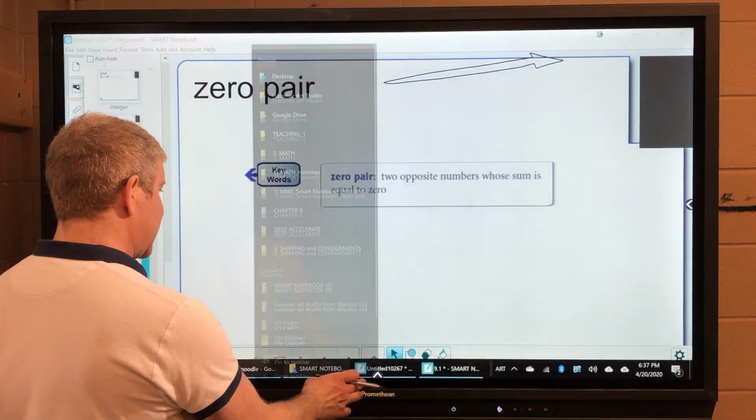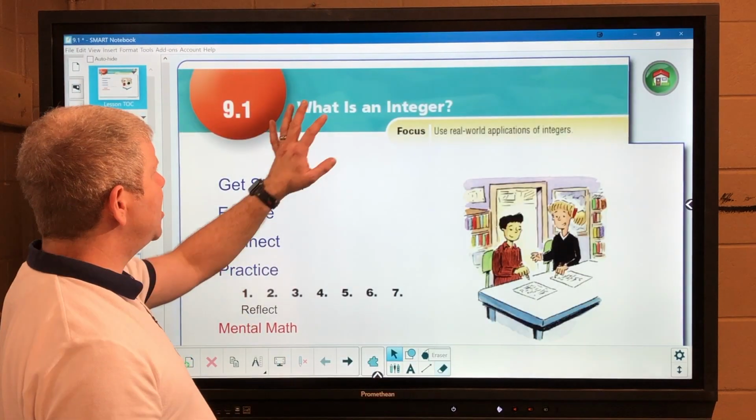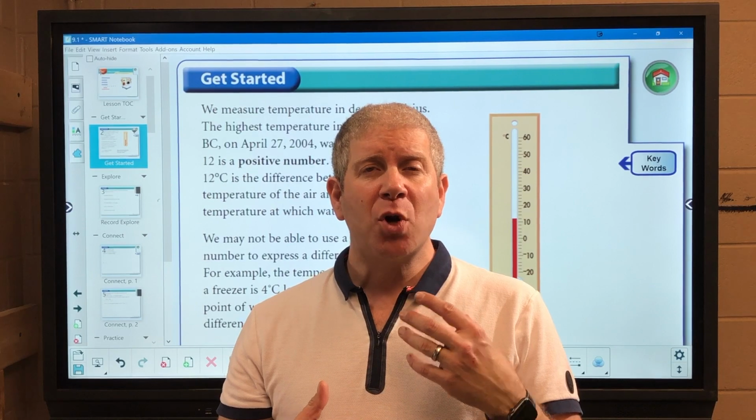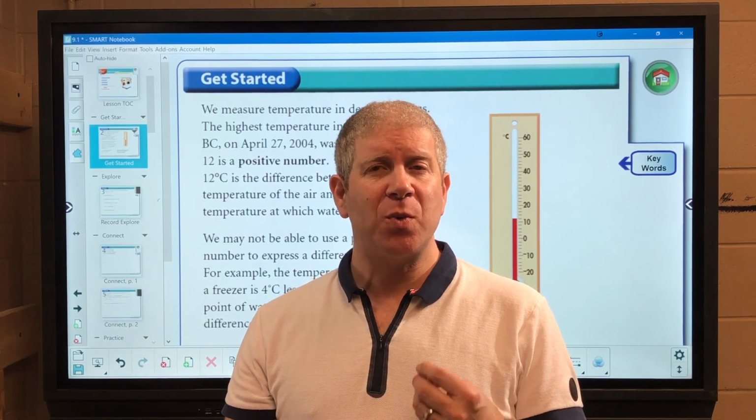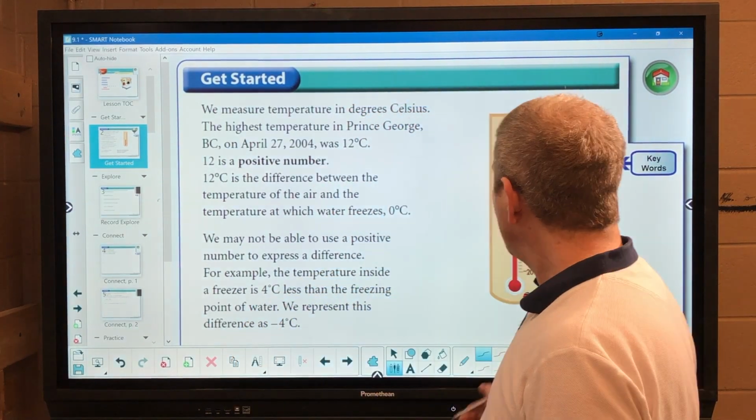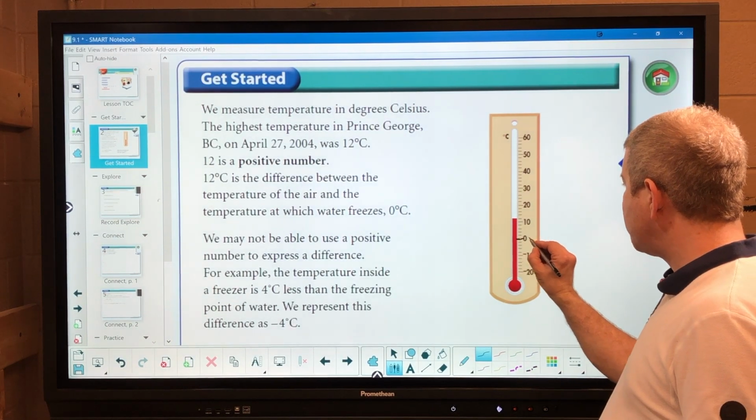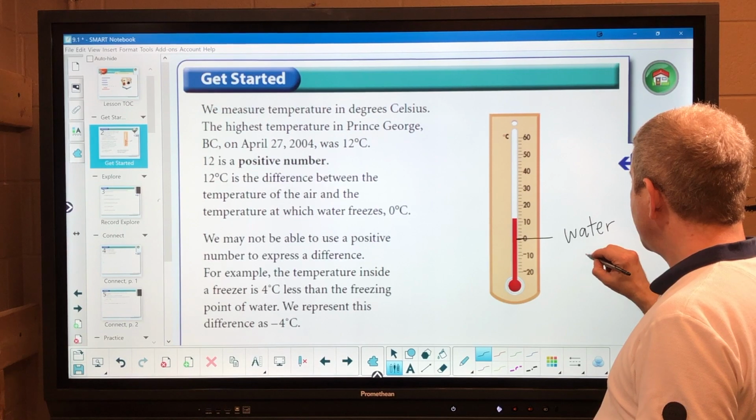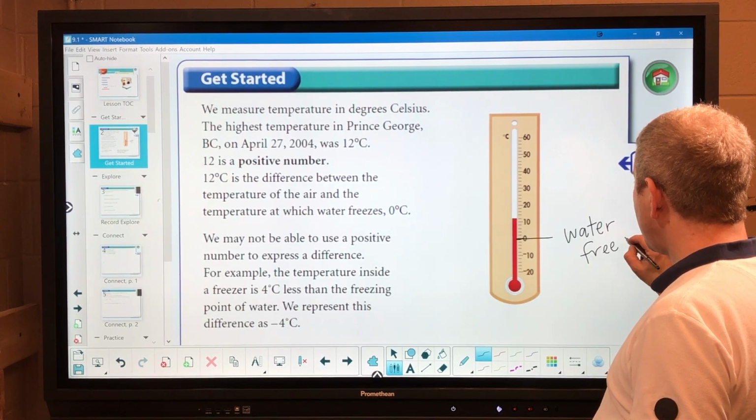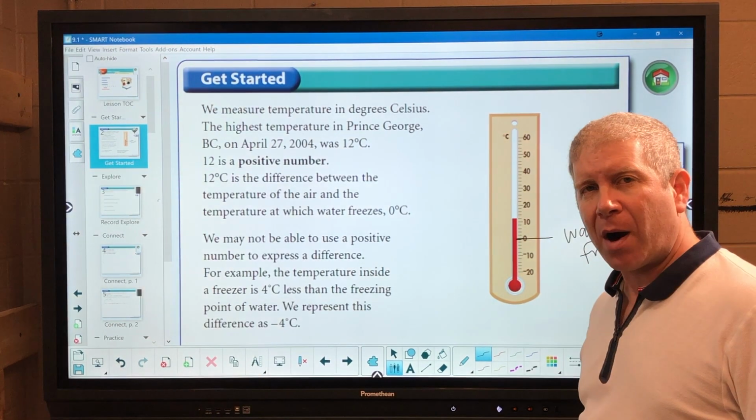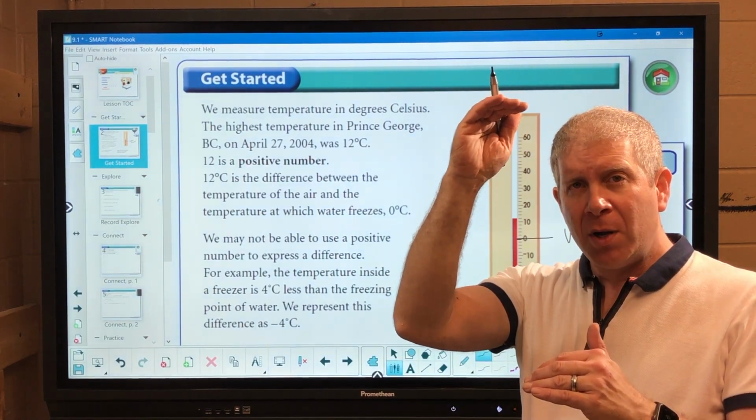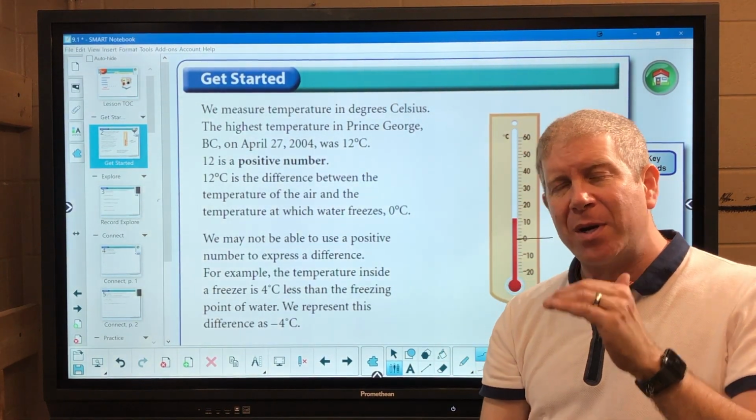Let's move on to the next section. First section is section 9.1. What is an integer? And one of the most common ways we deal with integers is when talking about temperature. We start with the base temperature of 0, and that's where water freezes. All other temperatures are related to that 0 mark, and we either have a difference that is going to be positive when we get warmer, or a difference that's going to be negative when we get colder.